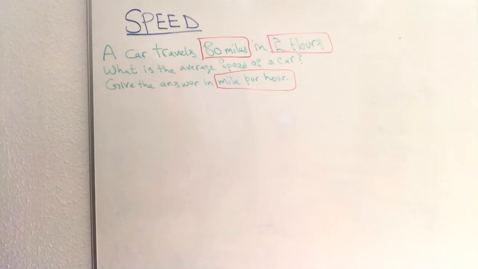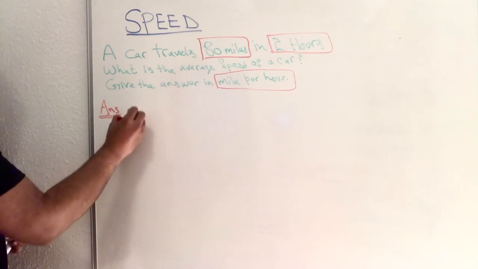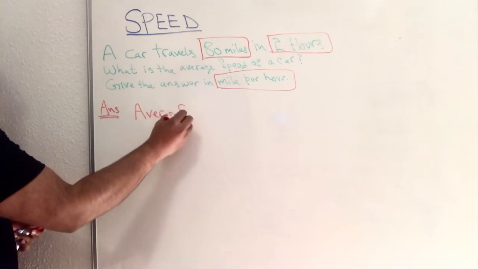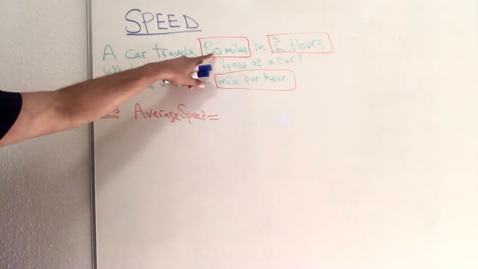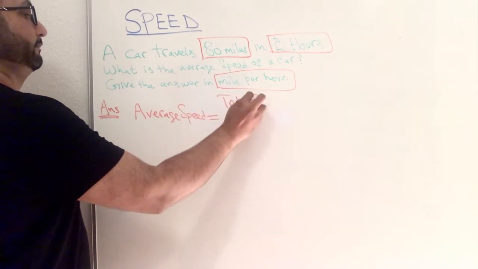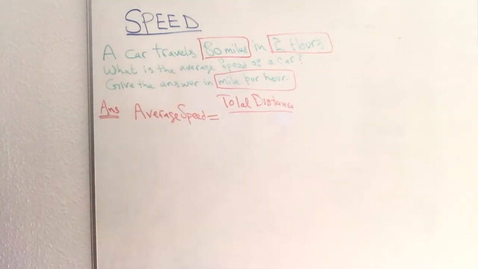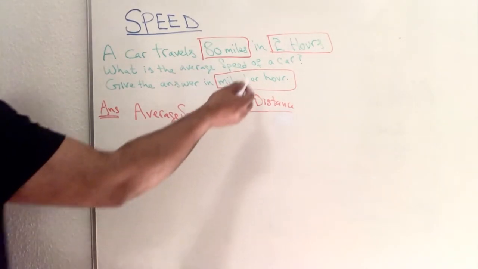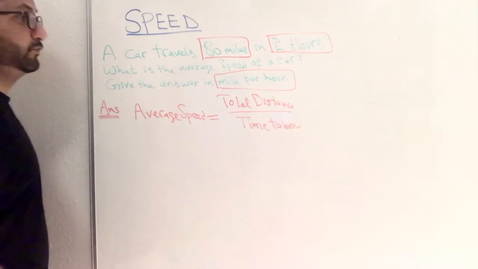So when we are finding an average speed, we find the average speed for an hour. So now you see, that's the answer. Average speed equals the total distance traveled, and the total time taken, which is 2 hours.